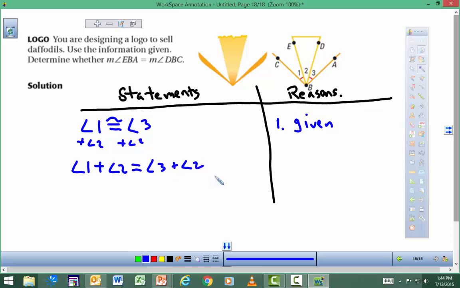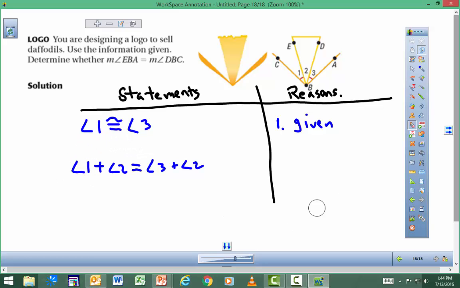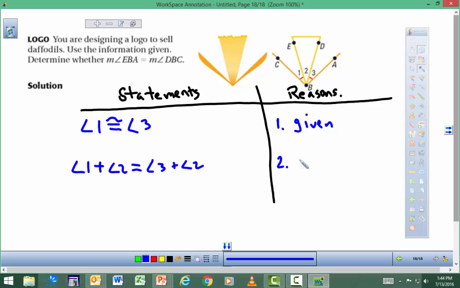Okay? Now, when we're doing geometry proofs, typically we don't show the algebraic step in the proof itself. So we just leave that part out, and then we come up with the reason over here. We're going to call this, we added the same number, right? We added angle 2 on both sides, so this is the addition property of equality. Okay?